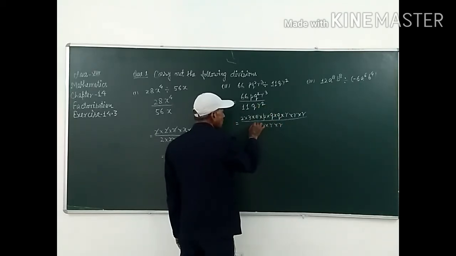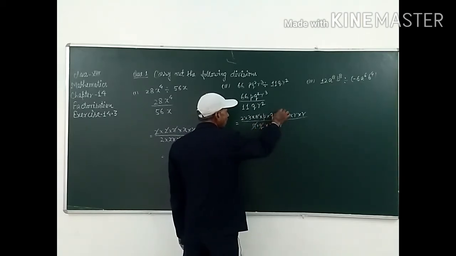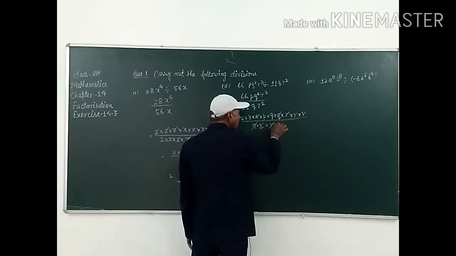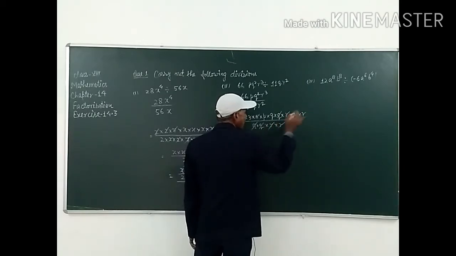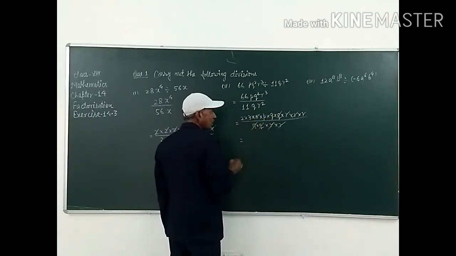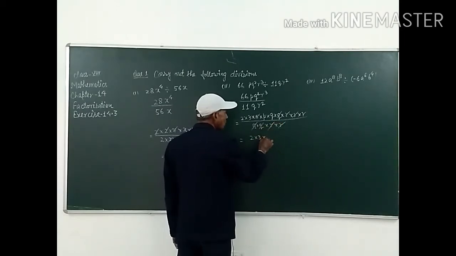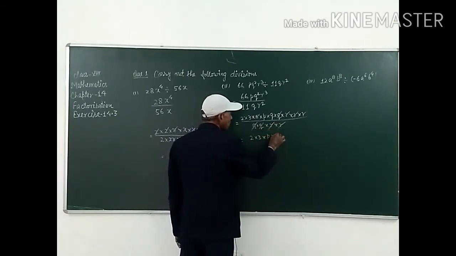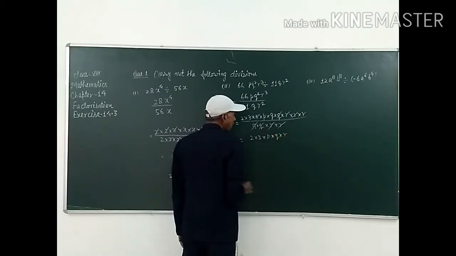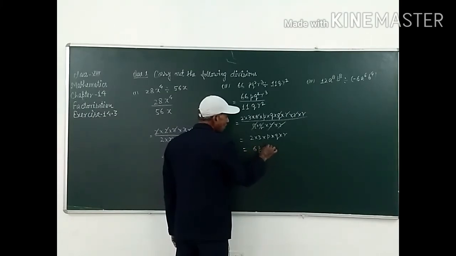So, this one 11 cancel by 11, and this q cancel by this q, and this r square, this one r into r, 1 time and 2 times. So, 1 time r is remain here. So, in the upper part, it means in numerator there is 2 into 3 into p into q into r. So, it will be 2 threes are 6 p q r.